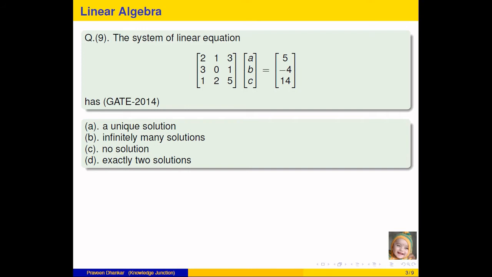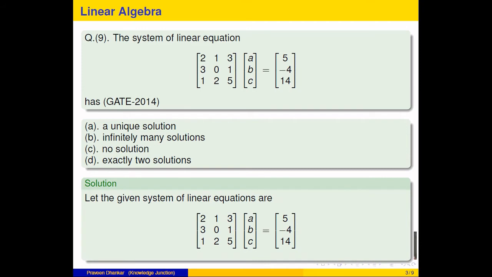So let the given system of linear equations be as given. When you study a system of linear equations, it can have a unique solution, infinitely many solutions, or no solution, but it never has exactly two solutions. So easily you can discard option D from your previous knowledge of systems of equations.